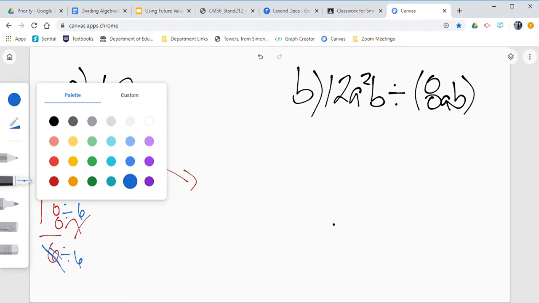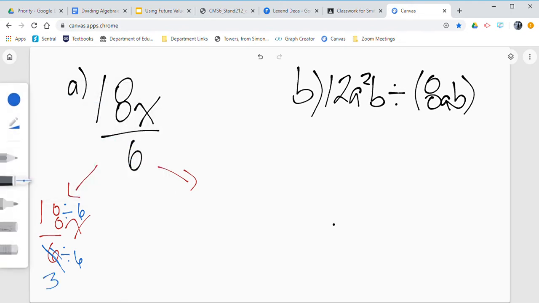So I can then write 3x over 1. You can even simplify that further as just 3x. You don't need to write over 1.